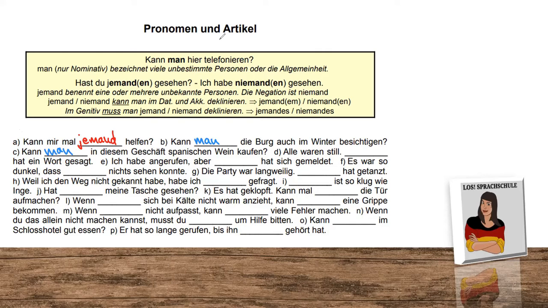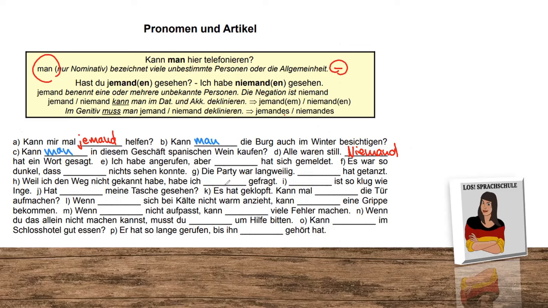Next one. Alle waren still. Niemand hat ein Wort gesagt. Of course, in the context, we see it's something negative, and man has no negative counterpart. We can only say it with not. Man raucht nicht im Zug. One does not smoke in the train, for example. But we don't have a word, a negative word for man. So it must be niemand, nobody. Nobody said a word.